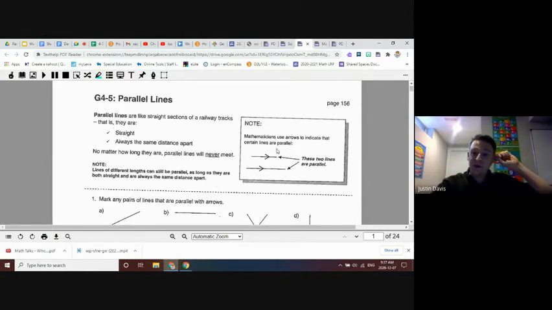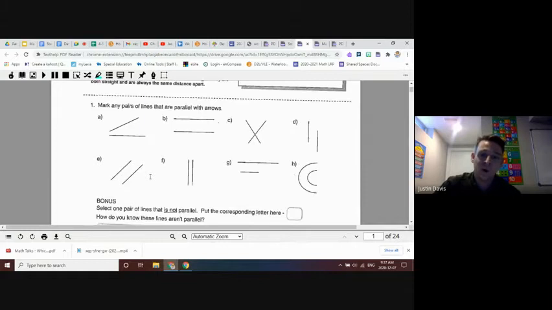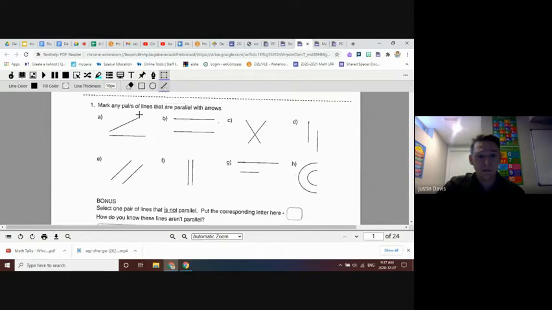And mathematicians use arrows to indicate whether lines are parallel. So these little arrows we'll be using today as well. So here in number 1, it says mark any pair of lines that are parallel with arrows. So if I look at this first one, if I continue this line with my line tool, and extend it further, and I take this line and extend it further, it looks like they're going to run into each other. They're definitely not parallel. Parallel lines stay the same distance apart, no matter how far you extend them. So these ones I wouldn't mark with arrows.